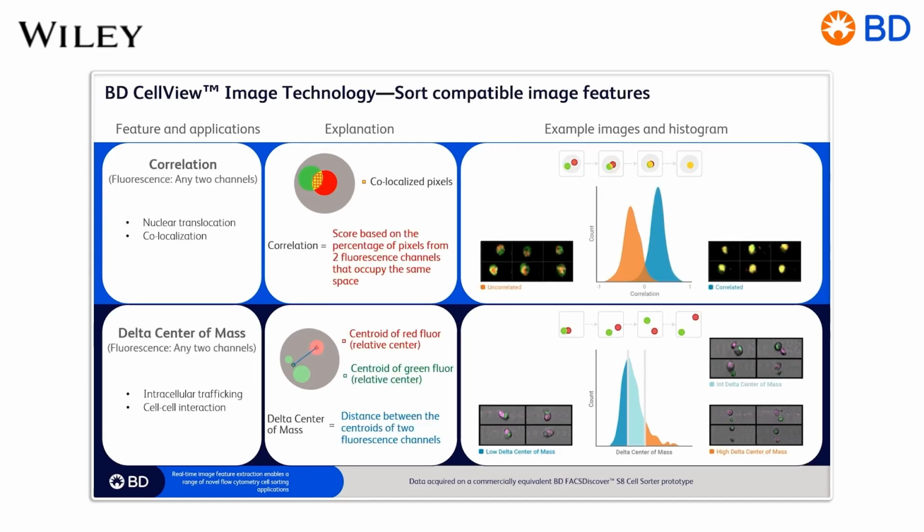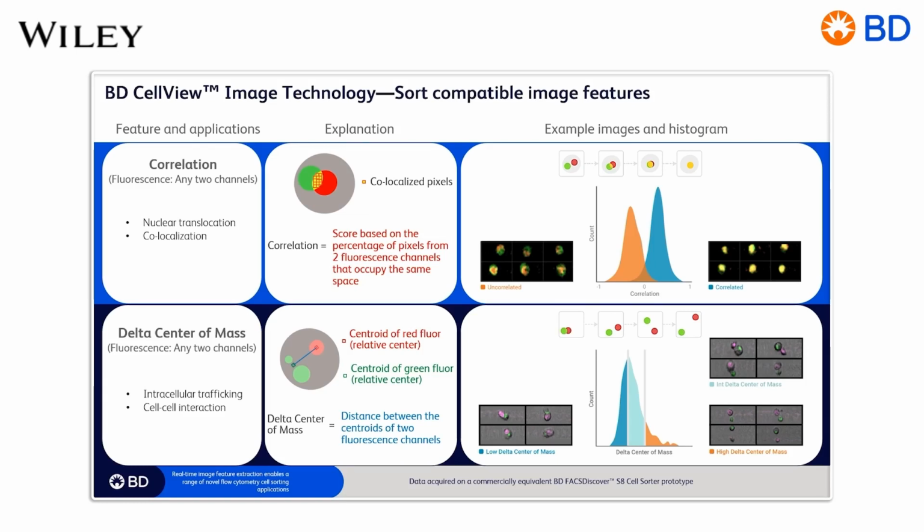The next two are correlation and delta center of mass, and I put these together because they are somewhat similar. They both require more than one fluorescence channel. In this case, we're looking at the red and the green. Correlation looks at the overlap between two fluorescent signals. I always think of the green as FITC and the red as a nuclear stain like DRAQ5. Those pixels where the two signals overlap will be assigned a score based on the percentage of pixels from those two channels that occupy the same space.